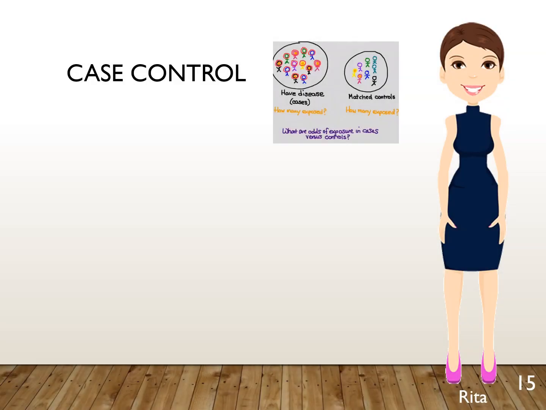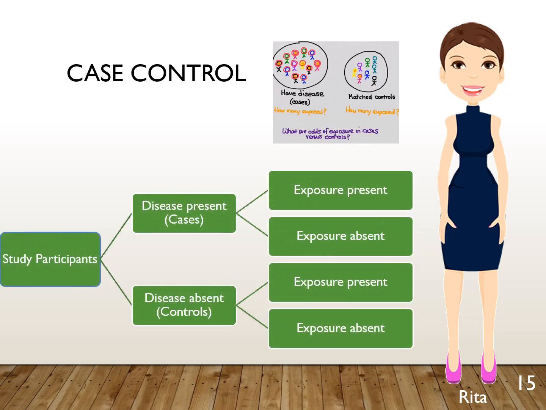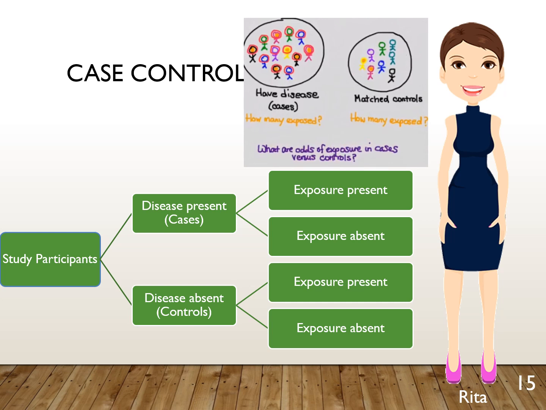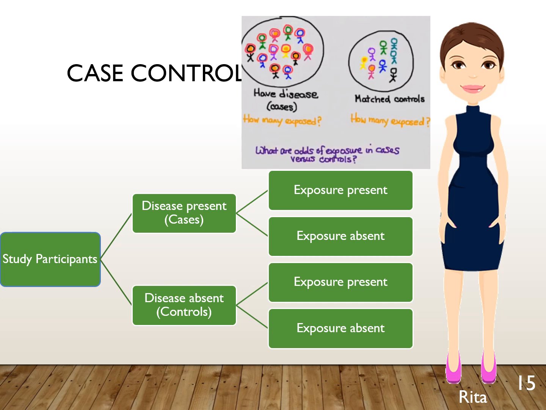We are going to talk in this section about case control studies. A case control study is a type of observational study in which the researcher selects subjects based on the presence or absence of the disease of interest and then investigates the prevalence of the exposure of interest in each study group.